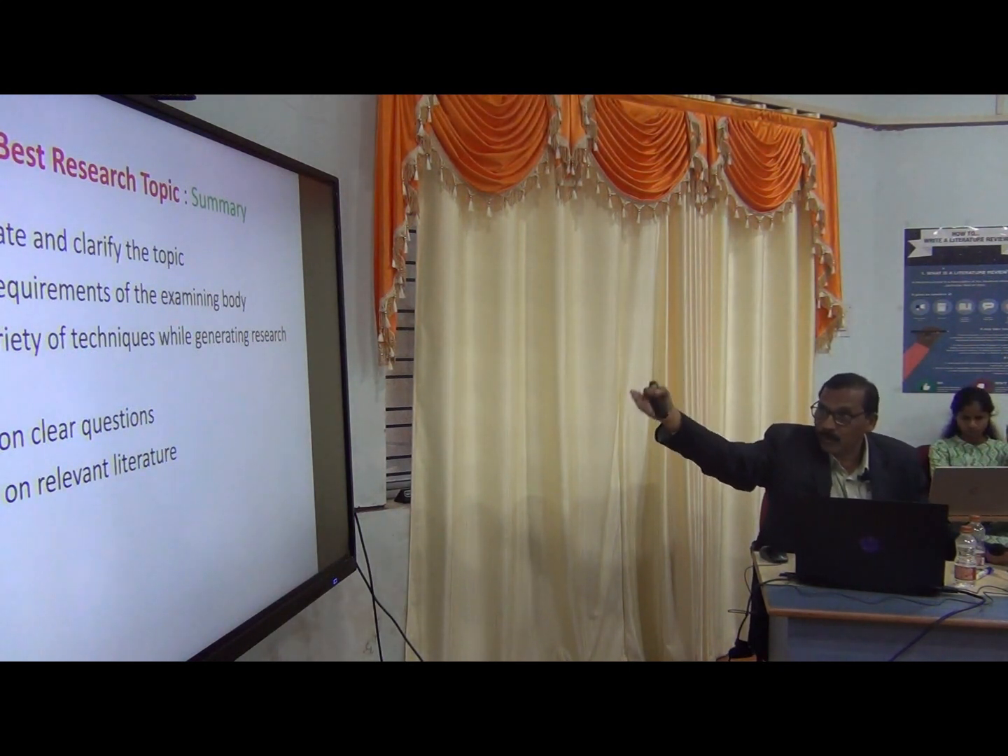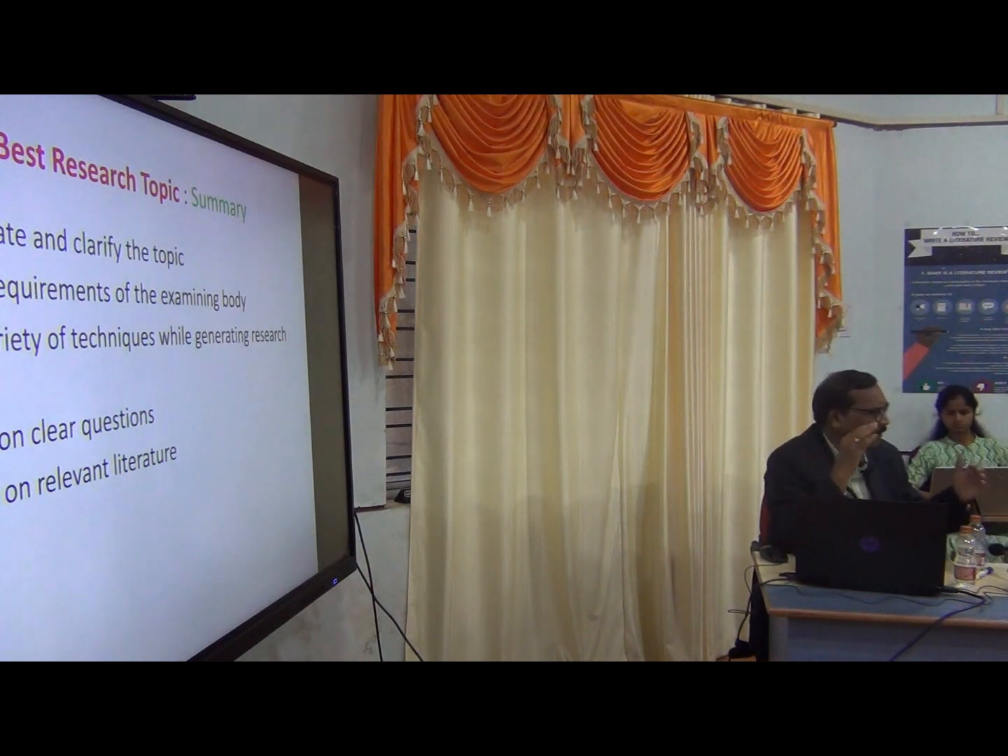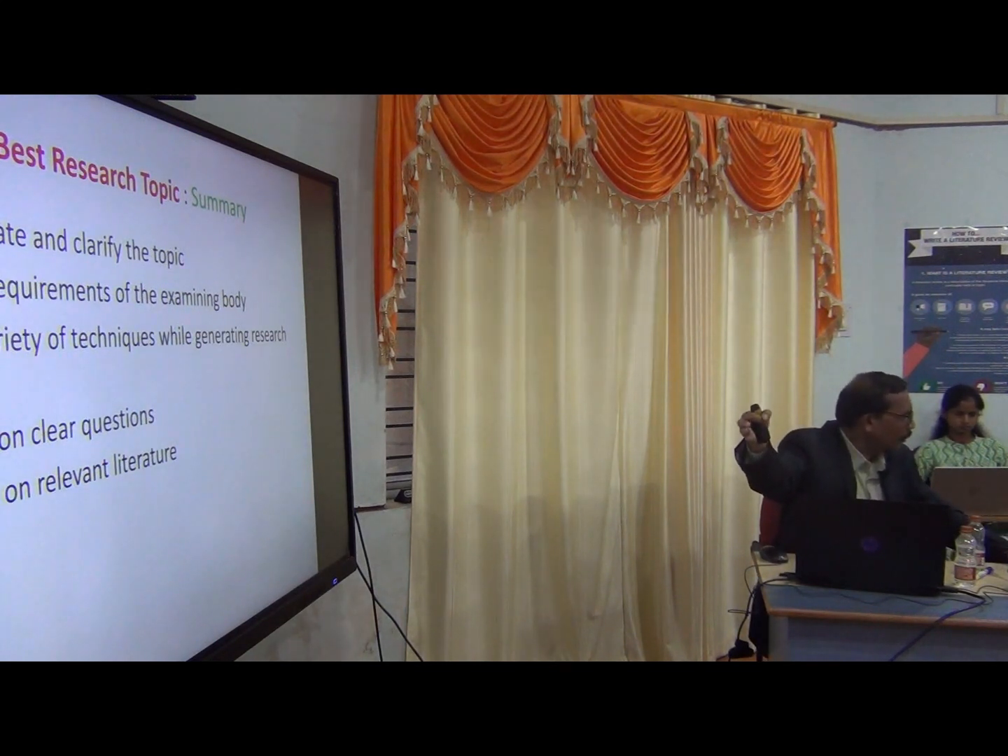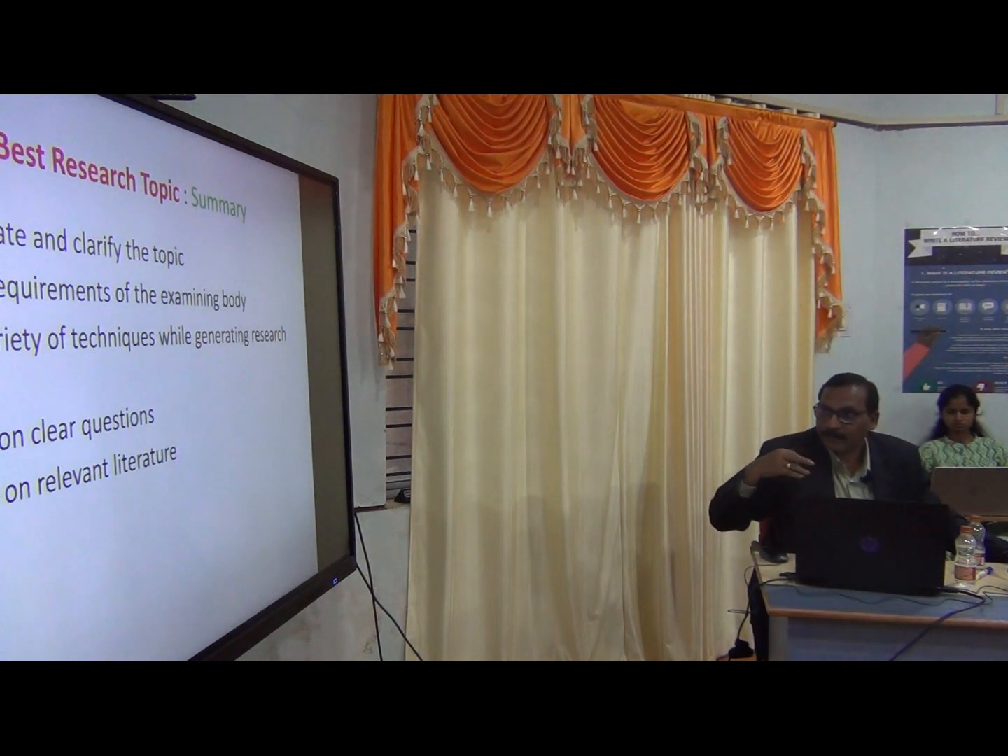Then techniques to generate research ideas. You can talk to others, you can talk to your friends, you can take their feedback, you can take their ideas, and if they are sufficient and adequate in generating ideas and thoughts relating to a topic, then again it is helpful for strengthening that topic of research and consequently the proposal.